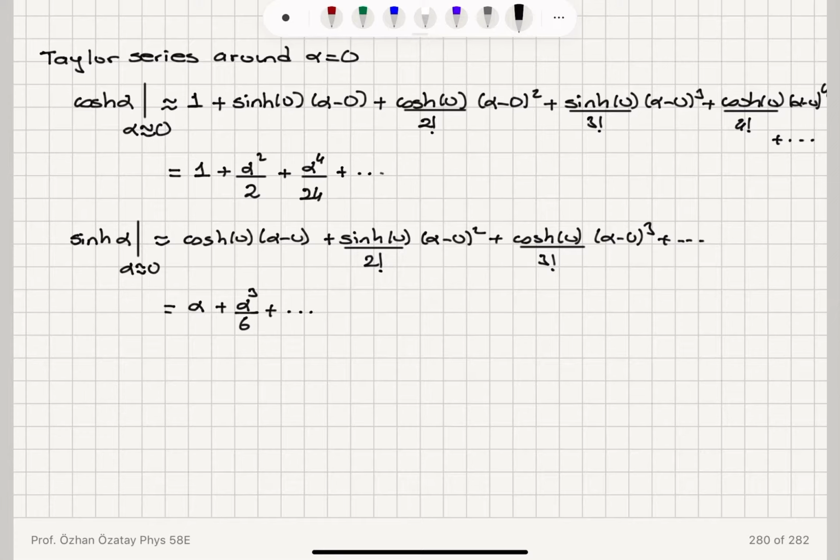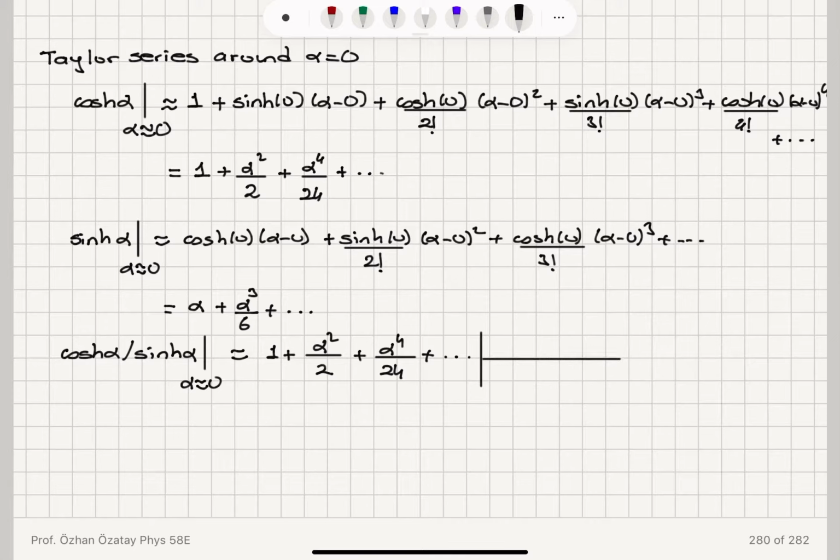Now how about the ratio cosine hyperbolic alpha divided by sine hyperbolic alpha in the vicinity of alpha equal to 0? So this is the behavior we will find. It is 1 plus alpha squared over 2, so we're expanding cosine hyperbolic, and alpha to the fourth power over 24 plus higher order terms. This will be divided by the sine hyperbolic alpha expansion: alpha plus alpha cubed over 6 plus higher order terms.